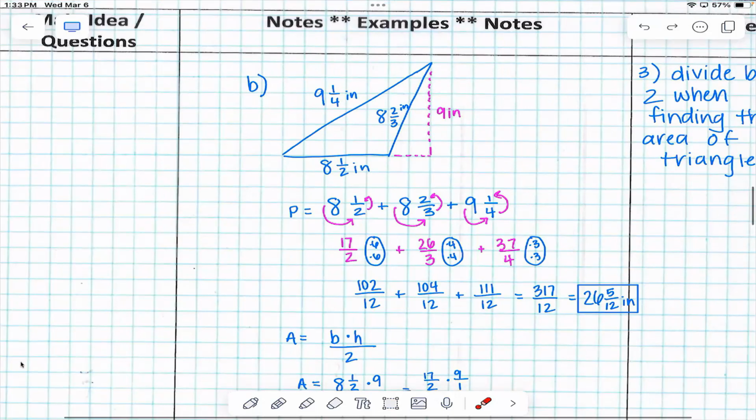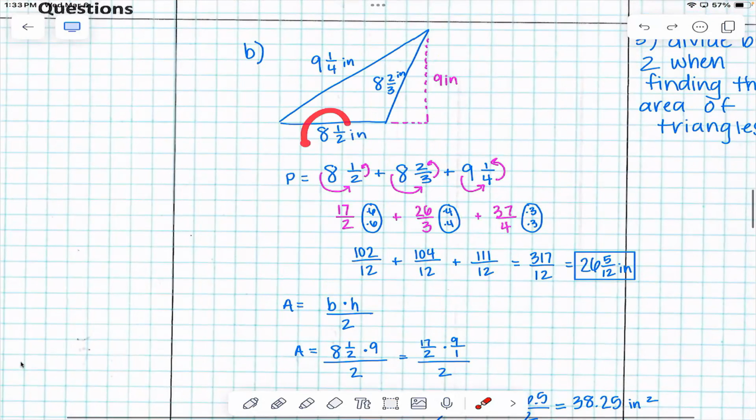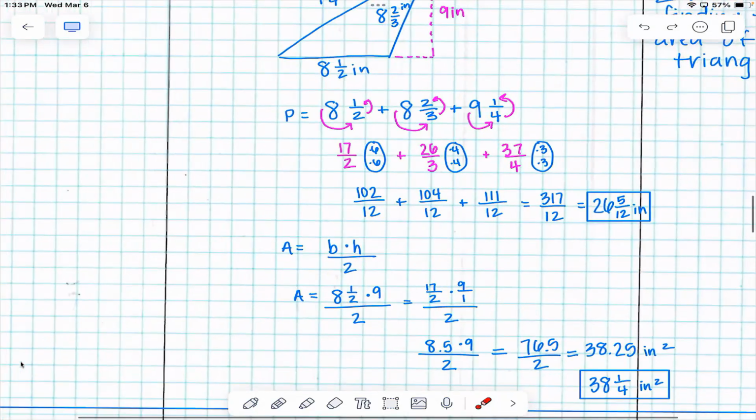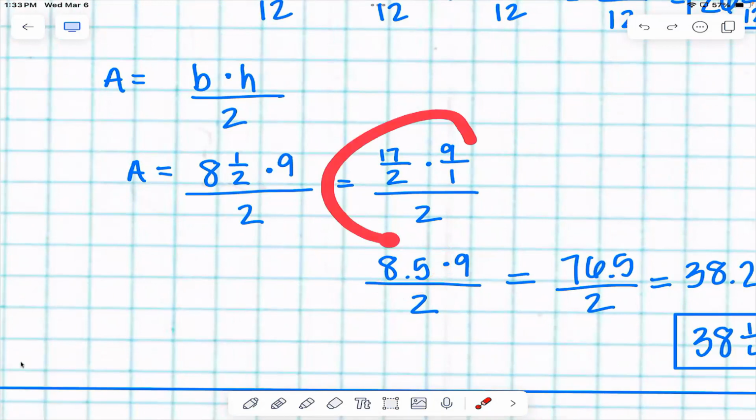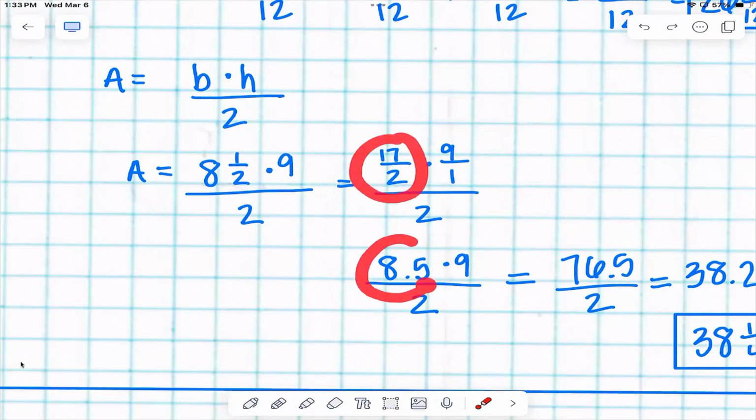So in order to calculate the area of this shape, it's base times height. And remember on this one, you guys changed the 8 1/2 to 8.5, yes? We are not ready to solve a problem like that yet. But we can definitely change 17.2 to 8.5 and solve that problem, yes? Yes. Sweet.